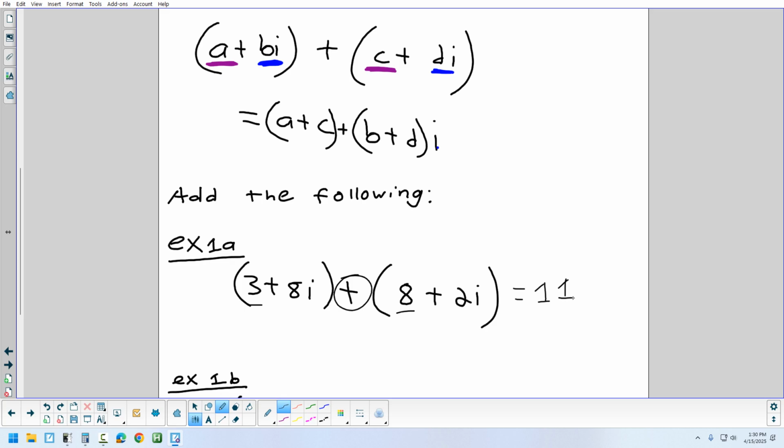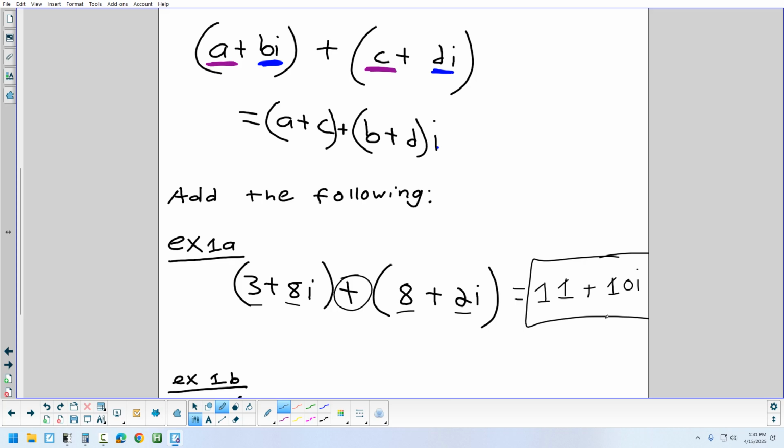So you got 11. What's the imaginary part of the first number? 8. And the second one? 2. It would be 10i. When we combine them, you get 10i. And that's as much as you can do. You can't add 11 and 10i together because one's real, one's imaginary. That's as combined as it gets. Any questions on that? No.